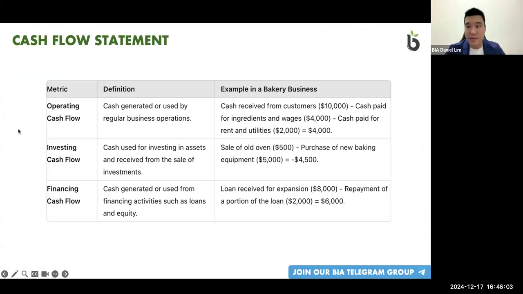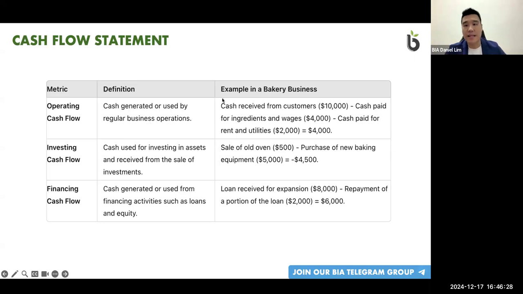In the cash flow statement, there are three metrics I want you guys to focus on. Number one, operating cash flow. Number two, investing cash flow. And number three, financing cash flow. Let's get started. Operating cash flow is one of the most important ones for me because this is where I can see the cash generated or used by the business.